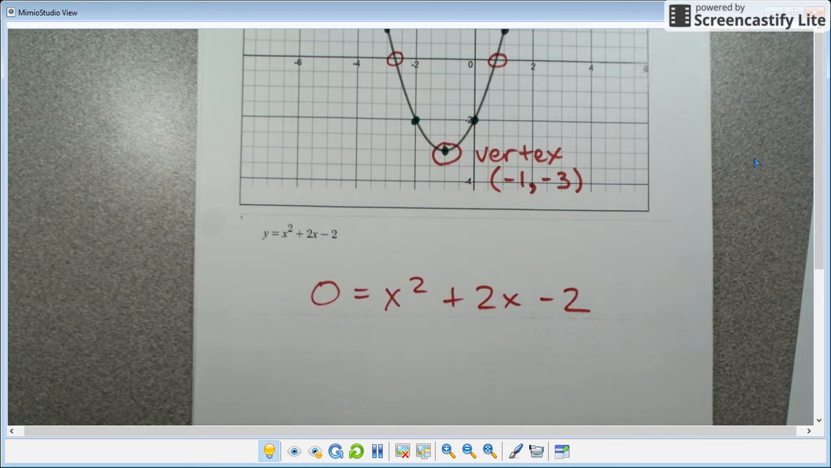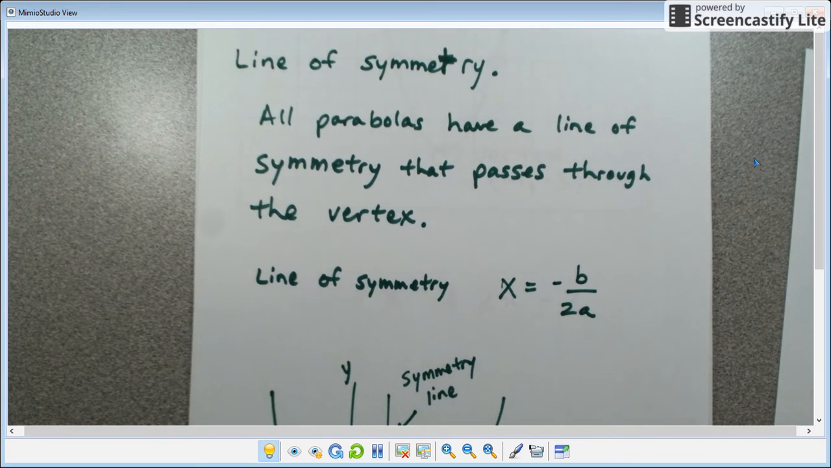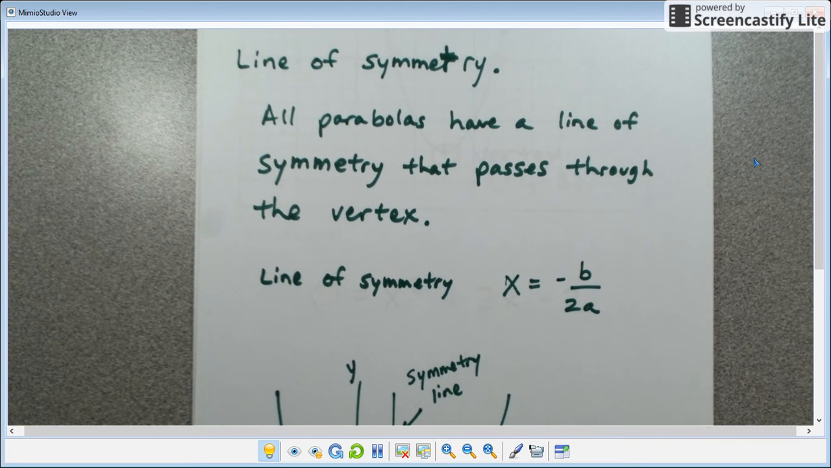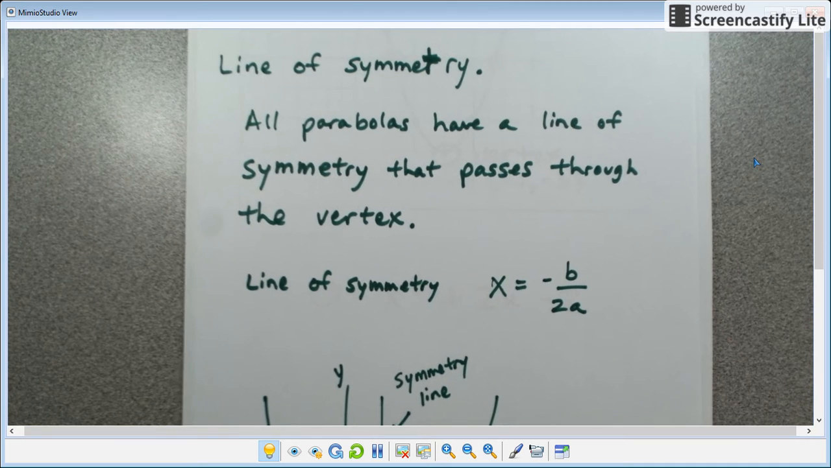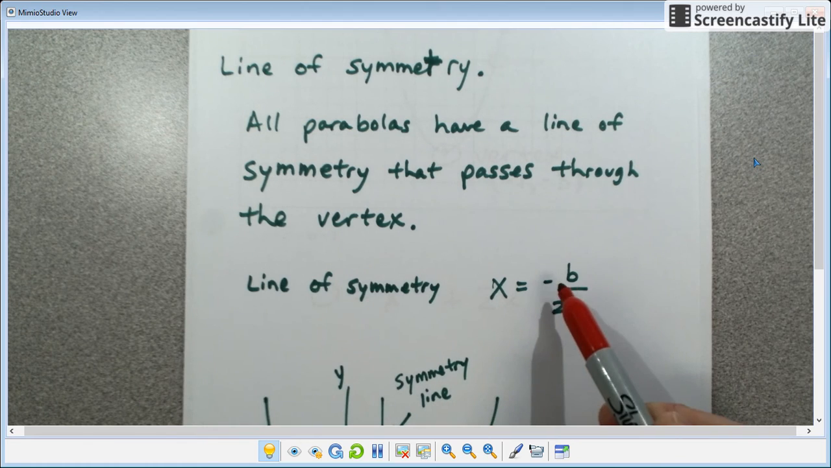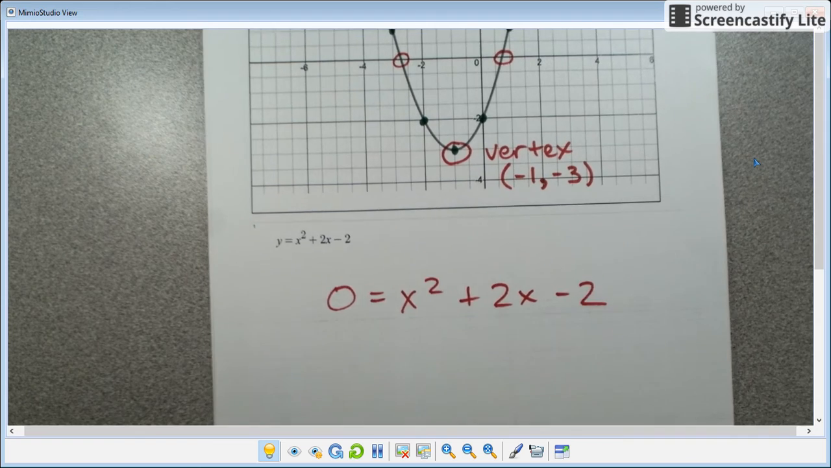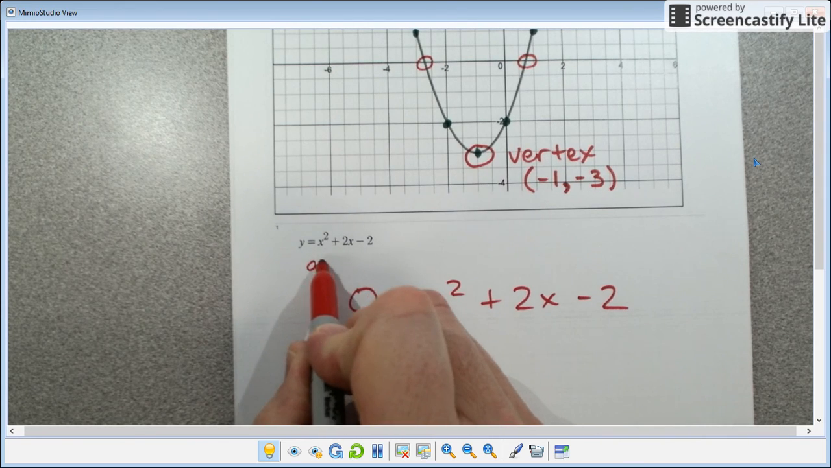There's one last thing when talking about a graph. Parabolas also have what's called a line of symmetry. All parabolas have a line of symmetry that passes through the vertex. Now, we can find the mathematical coordinate of the vertex by looking at that basic or that standard form, ax squared plus bx plus c. It turns out that the x value of that line of symmetry, or the vertex, can be found by taking negative b over 2a.